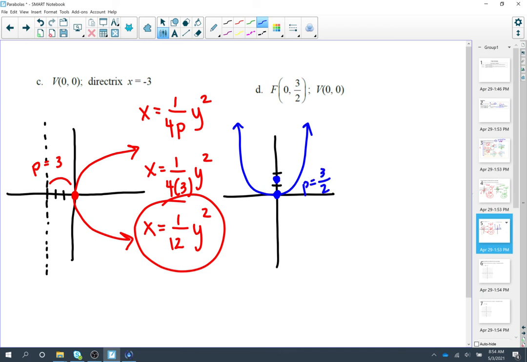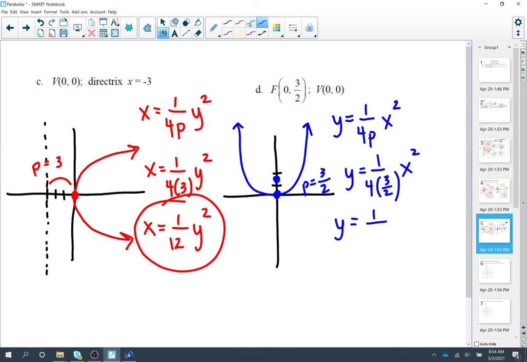Then I can look at the distance between my vertex and my focus, and I know that p is 3 halves, or 1 1/2. Because it's opening up, I know this one is a y equals. It's also opening up, so I know it's 1 over positive 4p, and then x squared. So we've got y equals 1 over 4 times p, which is 3 halves, x squared. If we take 4 times 3 halves, I can simplify my 2 with my 4, which leaves me at 2, and then that's going to give me y equals 1 over 6 x squared. And that's the equation of our parabola.